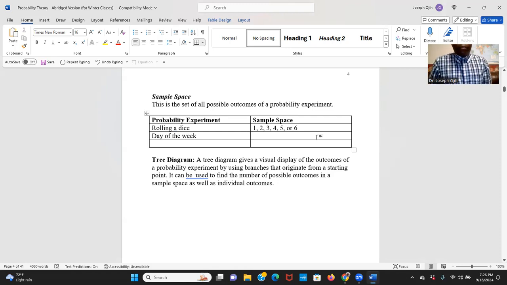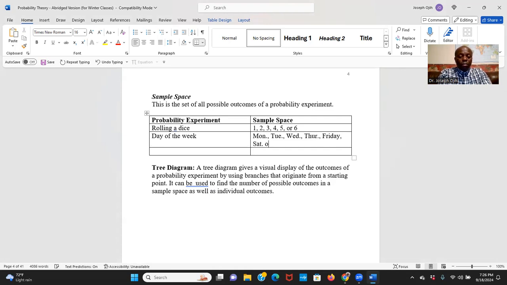Now, if you're selecting from the days of the week, or 7 days in the week, the sample space, the whole possibility, will be Monday, Tuesday, Wednesday, Thursday, Friday, Saturday, and Sunday, because it's all the possible outcomes of a probability experiment.